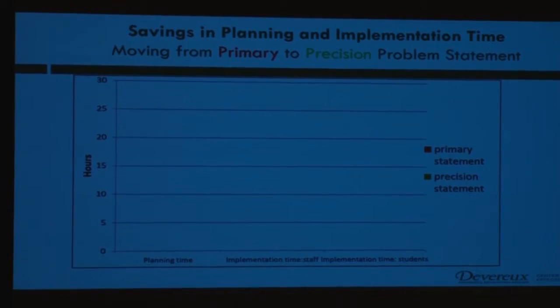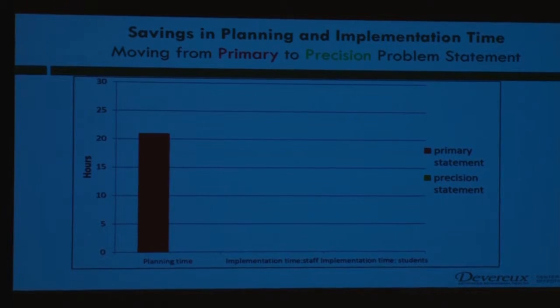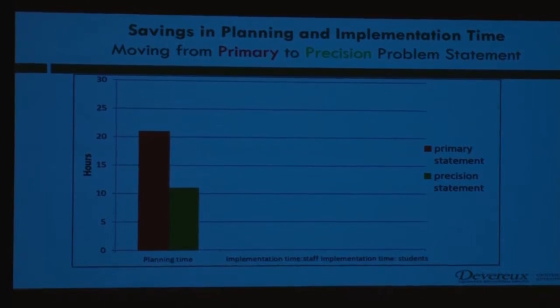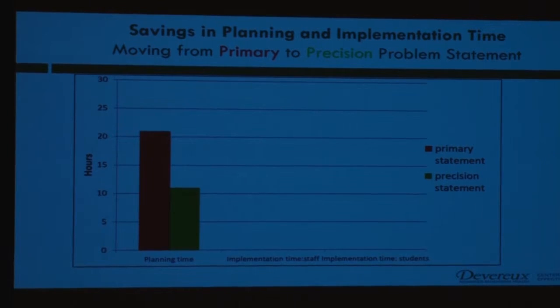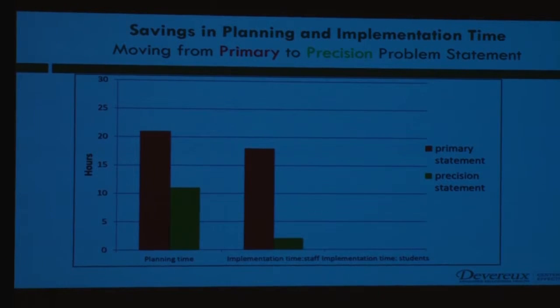So when we have a more primary statement, planning time throughout the year takes a little over 20 hours, but when we have a more precise problem that we're trying to problem solve, it takes about half that time. When there's a primary statement that we're trying to address, it takes staff approximately 17 hours to problem solve through the year, but when we have a more precise statement, staff implementation time goes down quite a bit. So staff time is saved here, which is a huge plus.